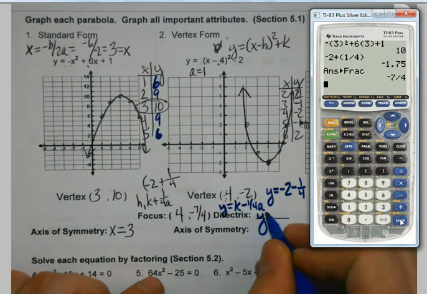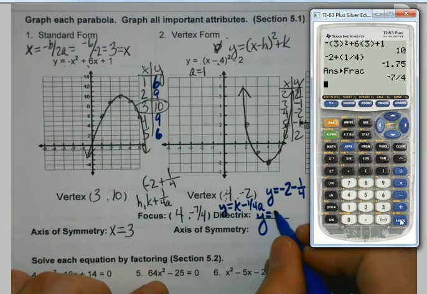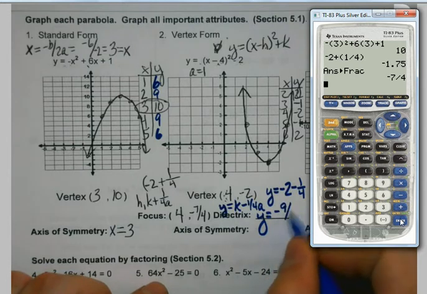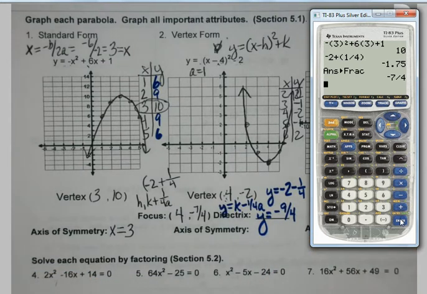So this would be y equals, and I don't care if you put -9/4 or if you put -2 1/4. Okay, either one of those is okay. But again, you'll have access to the tan sheet for that.